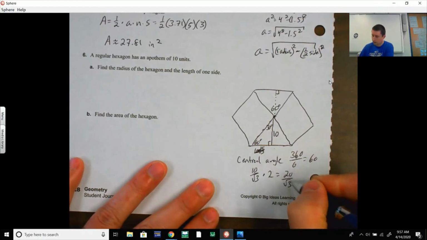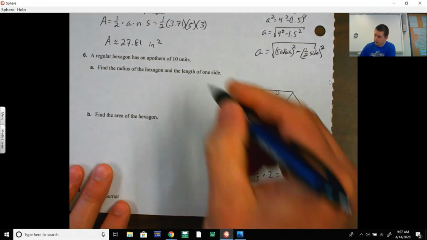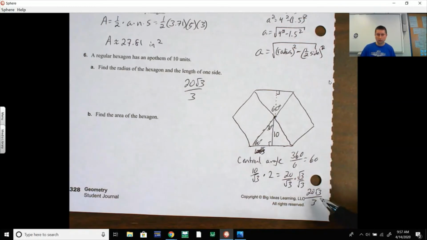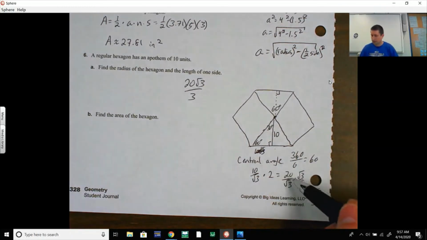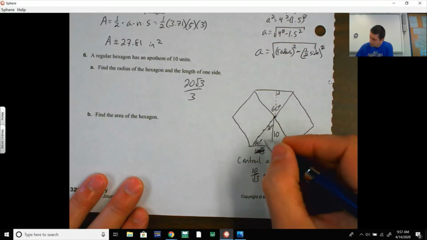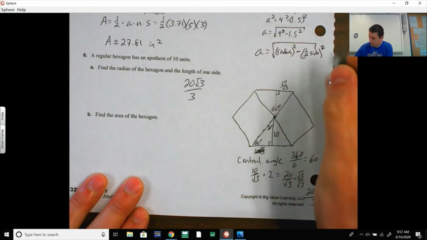They may not like the square root of 3 on bottom. Remember, we take top and bottom times the square root of 3, and you get 20 root 3 over 3 when you're all said and done with that. So the length of one side would be 20 root 3 over 3. 20 over the square root of 3 might also be accepted. You can try that out. Okay. So this right here, this is going to be 10 over root 3.